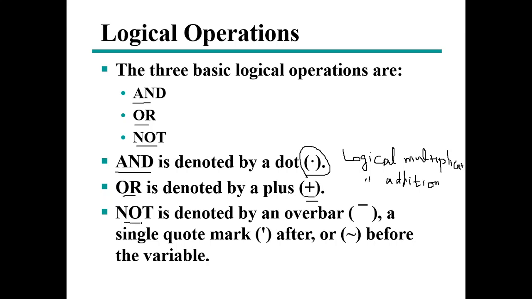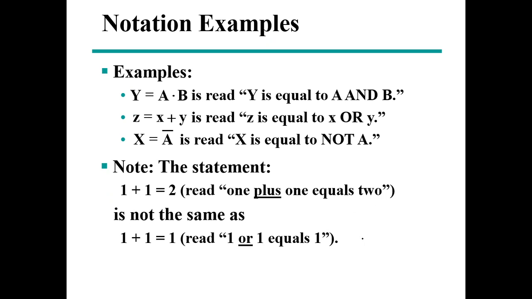NOT, or inversion. Inversion means it makes true false or false true, so it inverts whatever the input is. It is denoted by an overbar, or by a single quote mark, or by a tilde. All these symbols can be used to represent the NOT operation. So these are the fundamental logic operations. We will look at their behavior. This is an example of this notation: Y is equal to A AND B.